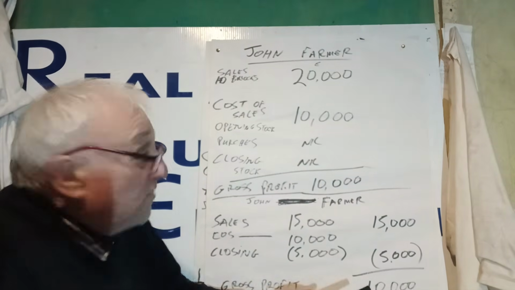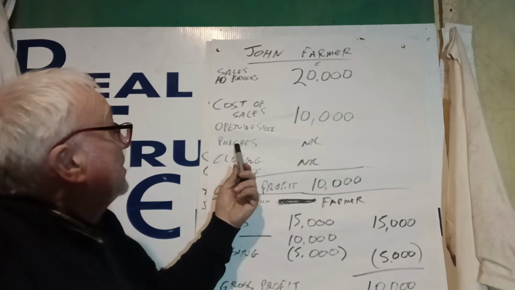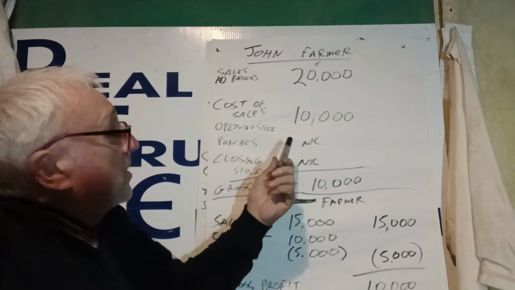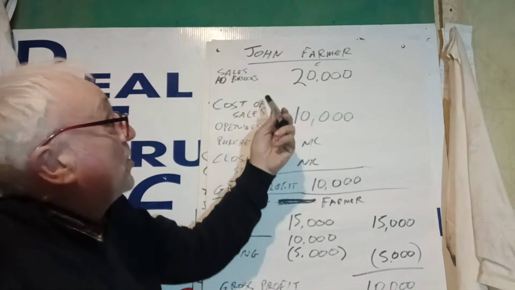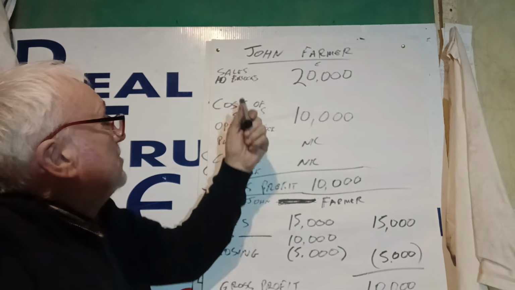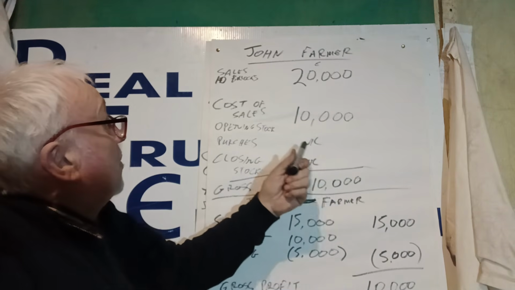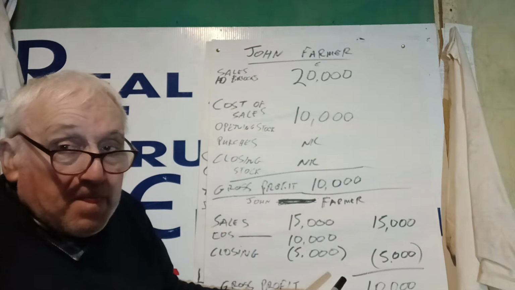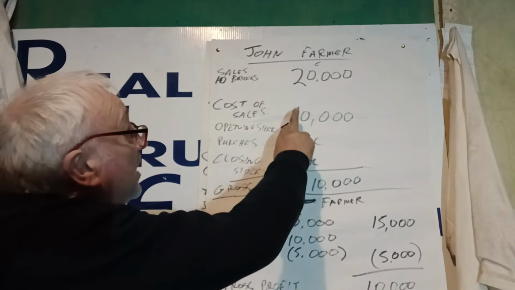So he grazed them over the summer, right? Now, sorry, no, I'm wrong there, just hold with me. He sold 10 bullocks, he got 20,000. The cost of sales is 10,000, right? So it's a bit out of line. So his opening stock is 10,000.